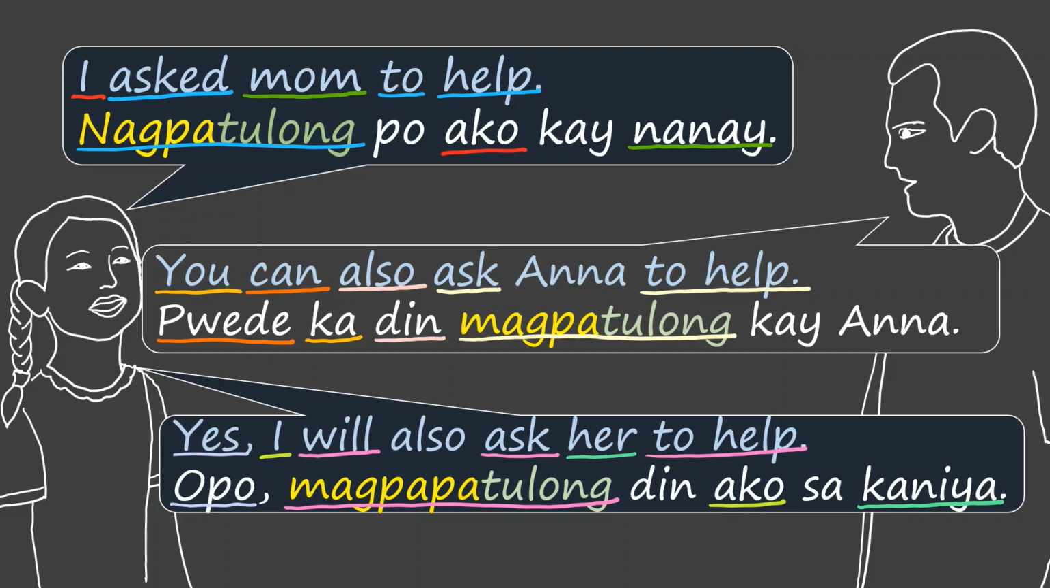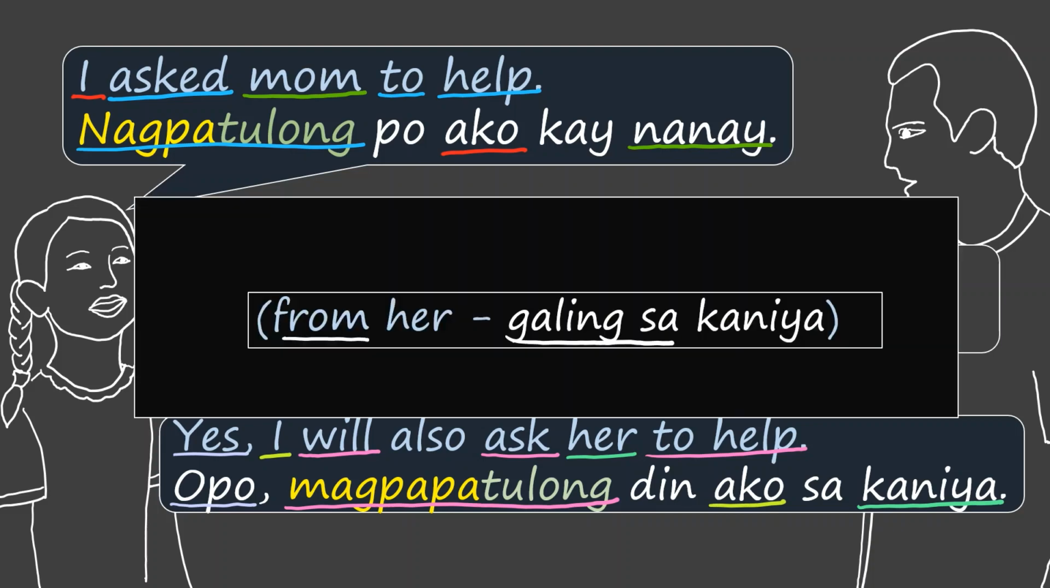Now let us have a quick side lesson on that word sa. In that last sentence, we said sa kaniya. The Filipino version has an implied galing sa kaniya. It is like saying I will ask for help from her, and from is galing sa. So that sa is derived from galing sa.